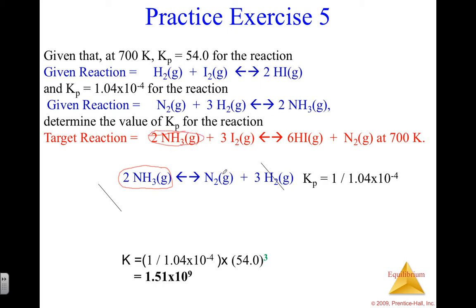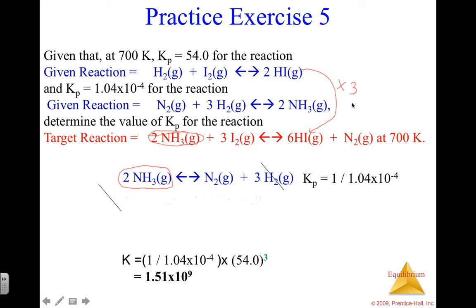Whereas another unique species, well, my H2, remember we talked about, is not unique, and this line is ahead of where it should be. We'll talk about that in a minute. But I can see in my target reaction another unique species, my HI. In my given reaction, I have 2 moles of HI gas, and in my target, I have 6 moles of HI gas. So how do I go from 2 moles of HI gas to 6 moles of HI gas? How do we turn 2 into 3 when our options are multiplying or dividing?